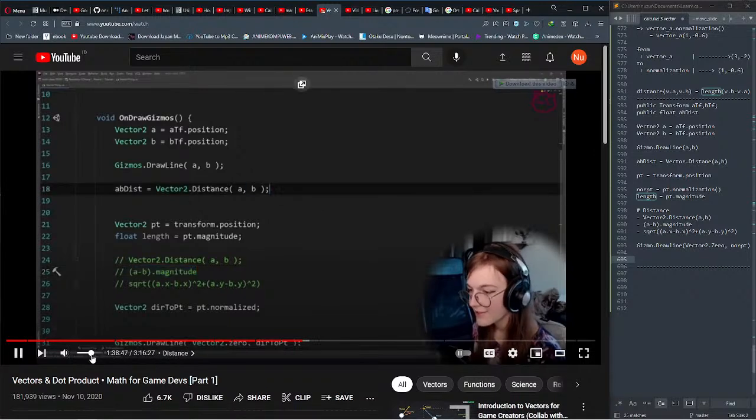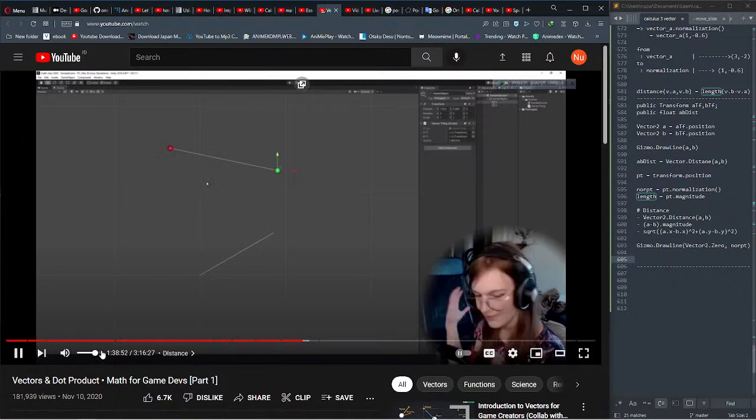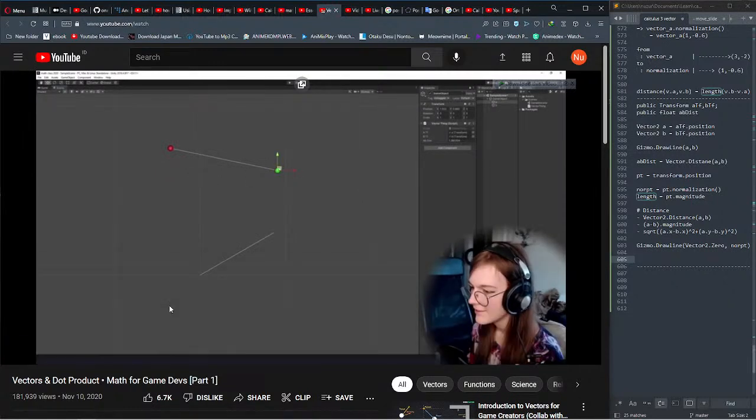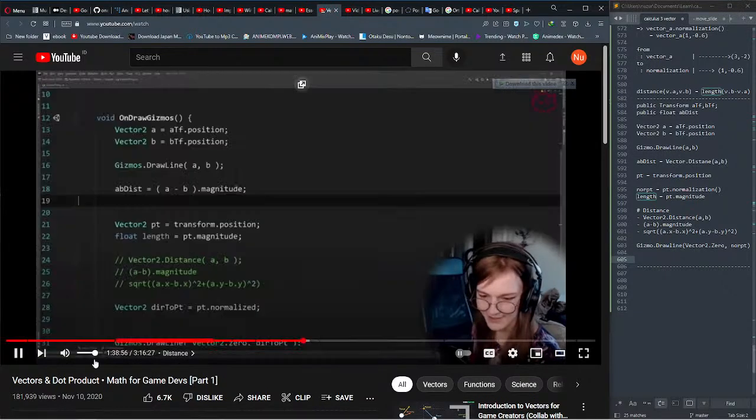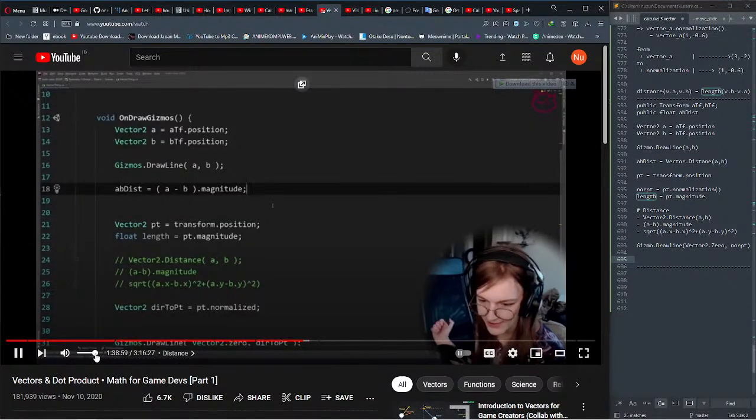The distance value is going to be exactly the same thing if we do a minus b dot magnitude. So we can compile this. It's going to work. And yeah, still have the same distance. Any other questions before lunch?